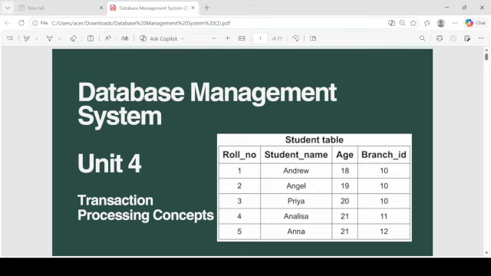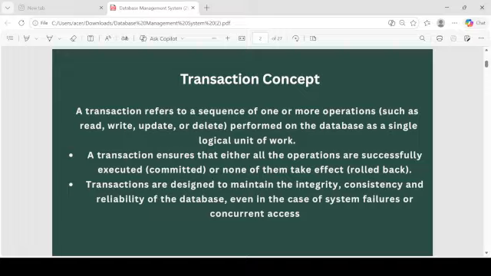In today's video, we are going to discuss Unit 4 of Database Management System, which is Transaction Processing Concepts. In this unit, we talk about transactions, ACID properties, and serialization. These are the topics covered in this unit. So let's begin. The first topic will be the transaction concept.